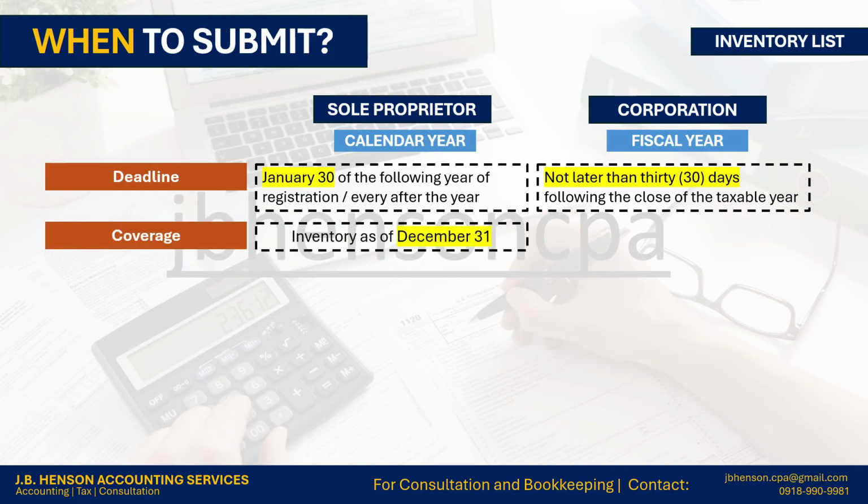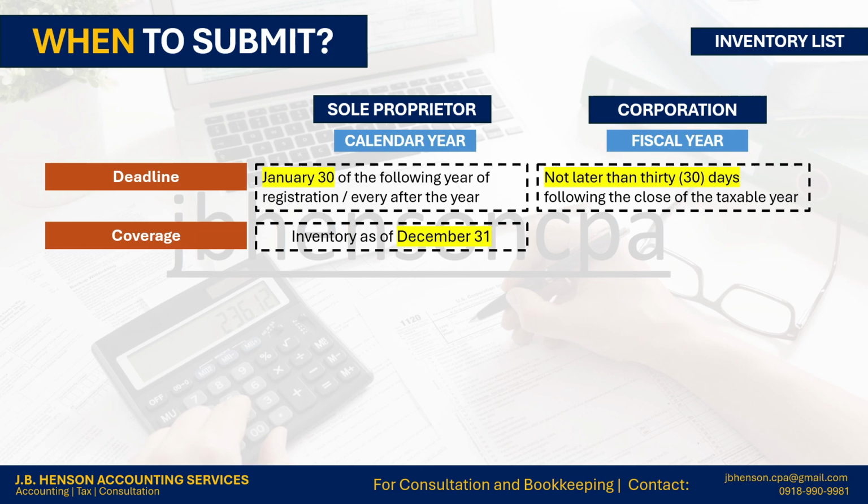What we're going to do is to do an inventory count every December 31. And that's our basis for submission. So kung ano yung mga available na stocks na binebenta natin noong December 31, yun ang stocks or items na ilalagay natin sa listahan ng inventory.